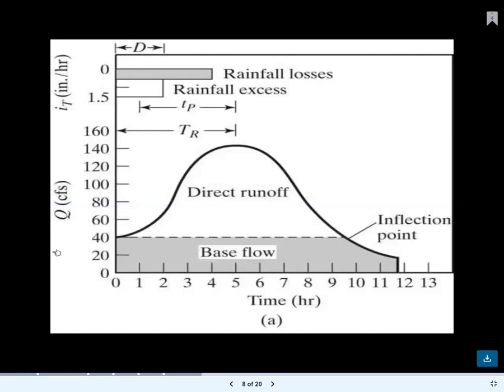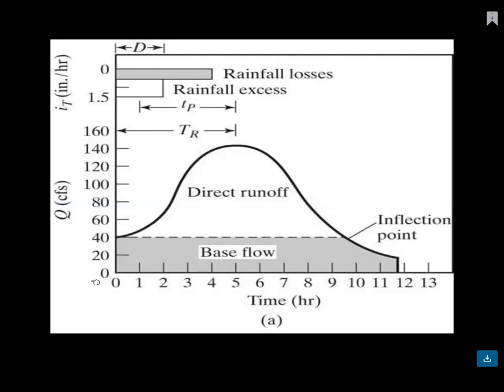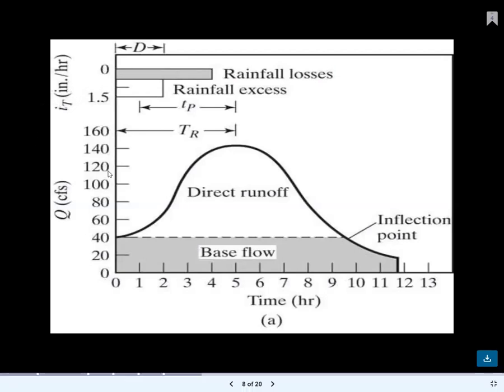You can see in the figure, this is a unit hydrograph. On the x-axis there is time in hours, given from 0 to 30. And on the y-axis, you can see from 0 to 160, that is discharge per hour.